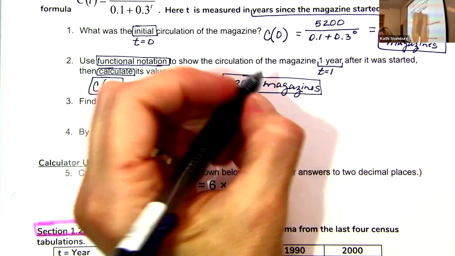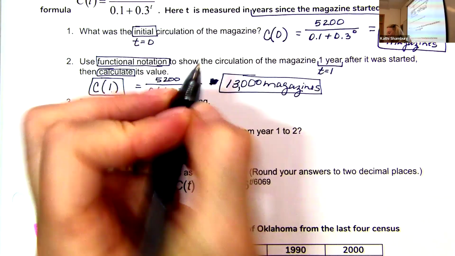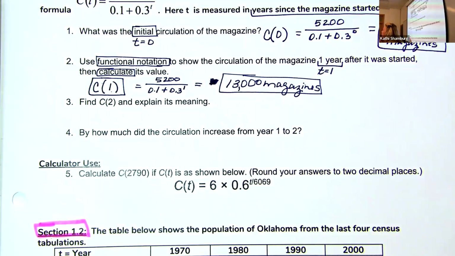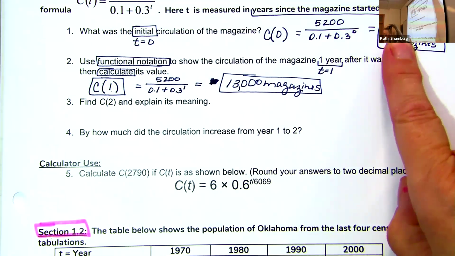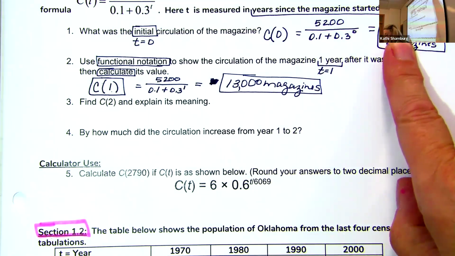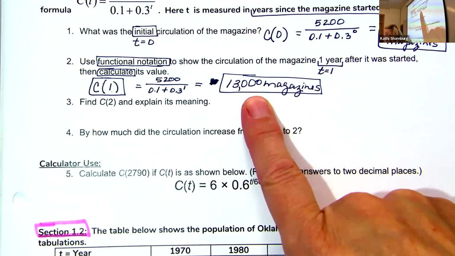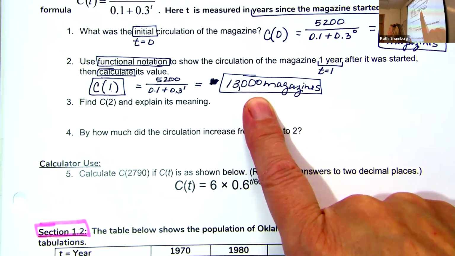I left off a 0, didn't I? I was going to say, did it decrease? I said 1,300, but it's 13,000. So, wow, this is what it was after the first year. What year was this in? 1993. 1993, 1 year after 1992. Okay, it didn't ask that, but that could be a question on the test.